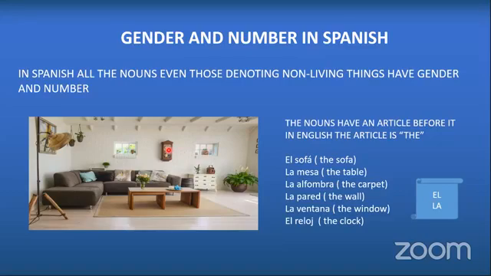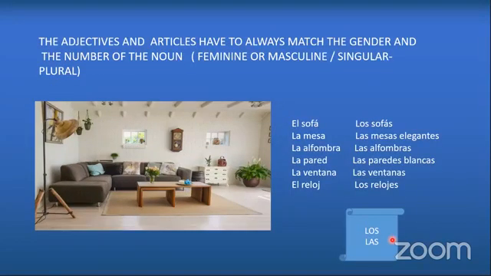So probably you have already realized that when we are talking about feminine or masculine, the article changes. In English, we have the for everything: the sofa, the table, the carpet, the wall. But in Spanish, we use el or la. El for the masculine and la for the feminine. Remember that we are talking grammatically. El or la, masculine or feminine, and we are talking about just one single object. That means it's singular.